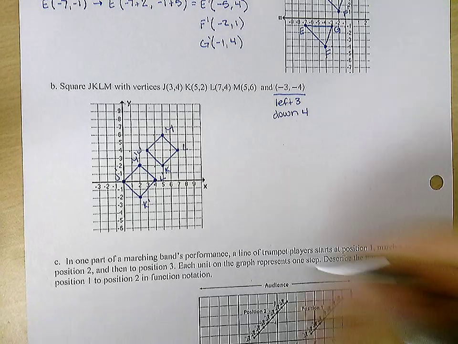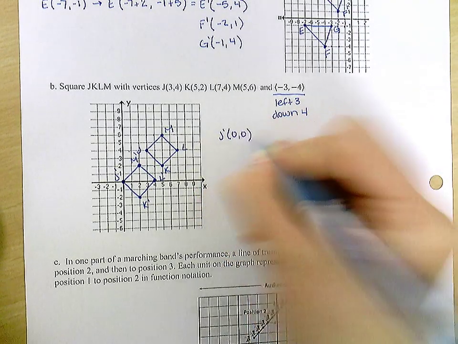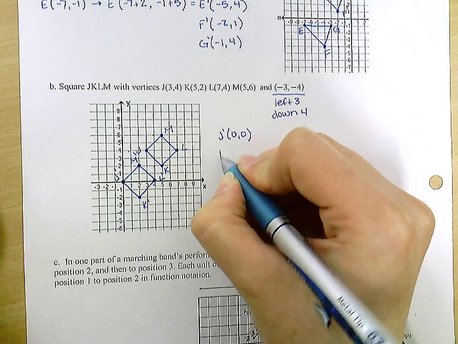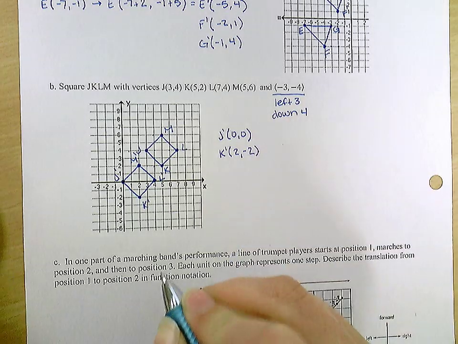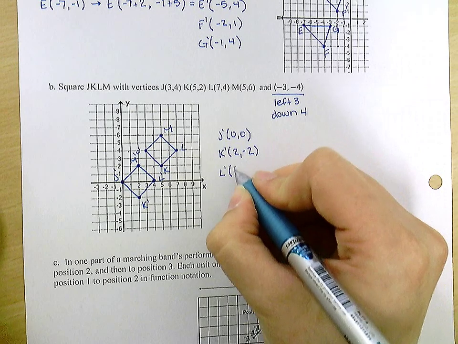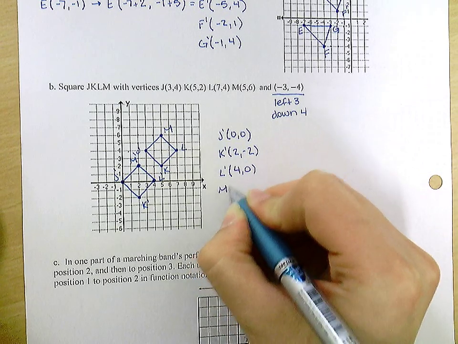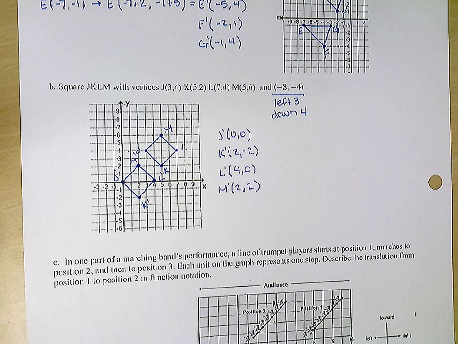Okay, after I move it, then each of my coordinates, I would have J prime is at 0, 0. K prime is at 2, -2. L prime is at 4, 0. And M prime is at 2, 2. Okay, so again, make sure you are writing out those prime coordinates. Any questions on letter B? Good job.